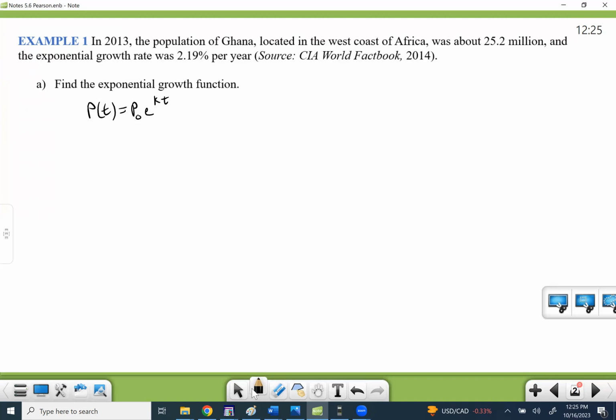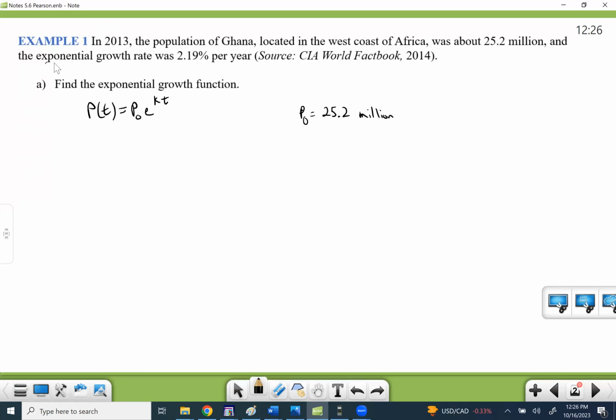Okay. So it says in 2013, the population was about 25.2 million. Well, we're going to let that be our P naught, our initial population. So what that means is that we're letting our beginning of time be 2013. That's what we're going to let be the beginning. So if, for example, later on it's like 2020, then my time would be 7, since it's been 7 years since 2013. So the second that we let this 25.2 be our P naught, then we're saying this is the beginning of time right here, for this equation.